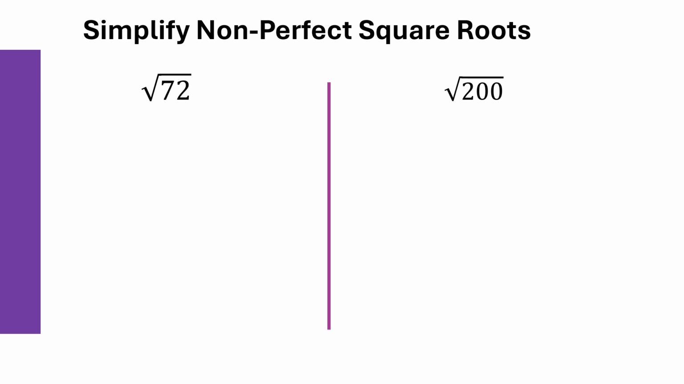To simplify these two non-perfect square roots, which when you type them in your calculator will give you a bunch of decimals, we want to simplify these two into even smaller square roots. And how do we do that?